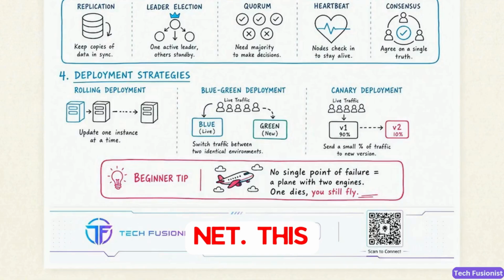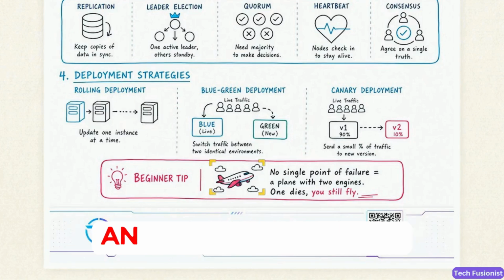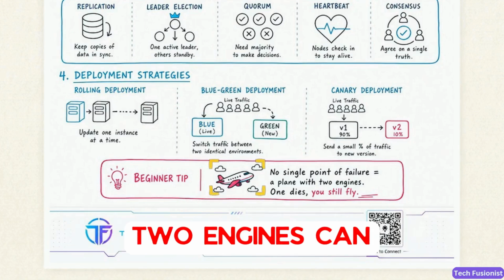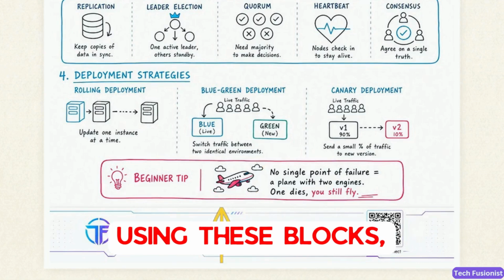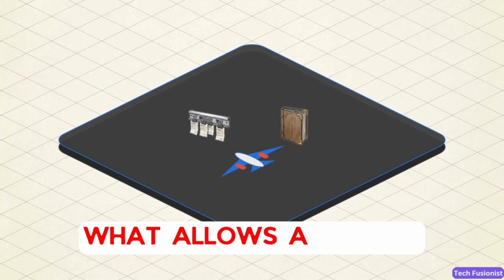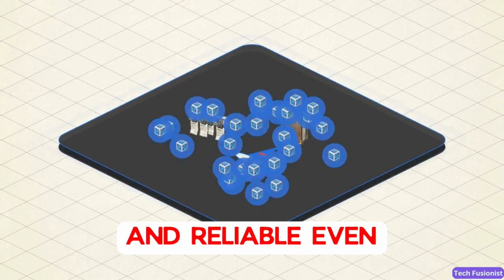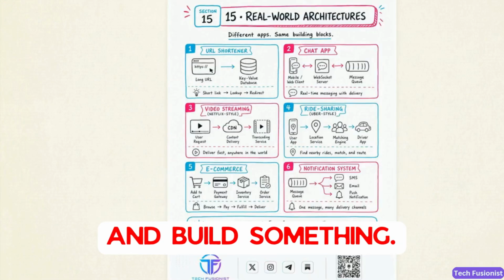Finally, we need a safety net. This is called high availability. As this sketch illustrates, an app designed with two engines can still fly safely even if one suddenly breaks down. Using these blocks, queues, APIs, and safety nets, is what allows a service to remain stable and reliable even under heavy pressure. Let's take these pieces out of the box and build something.